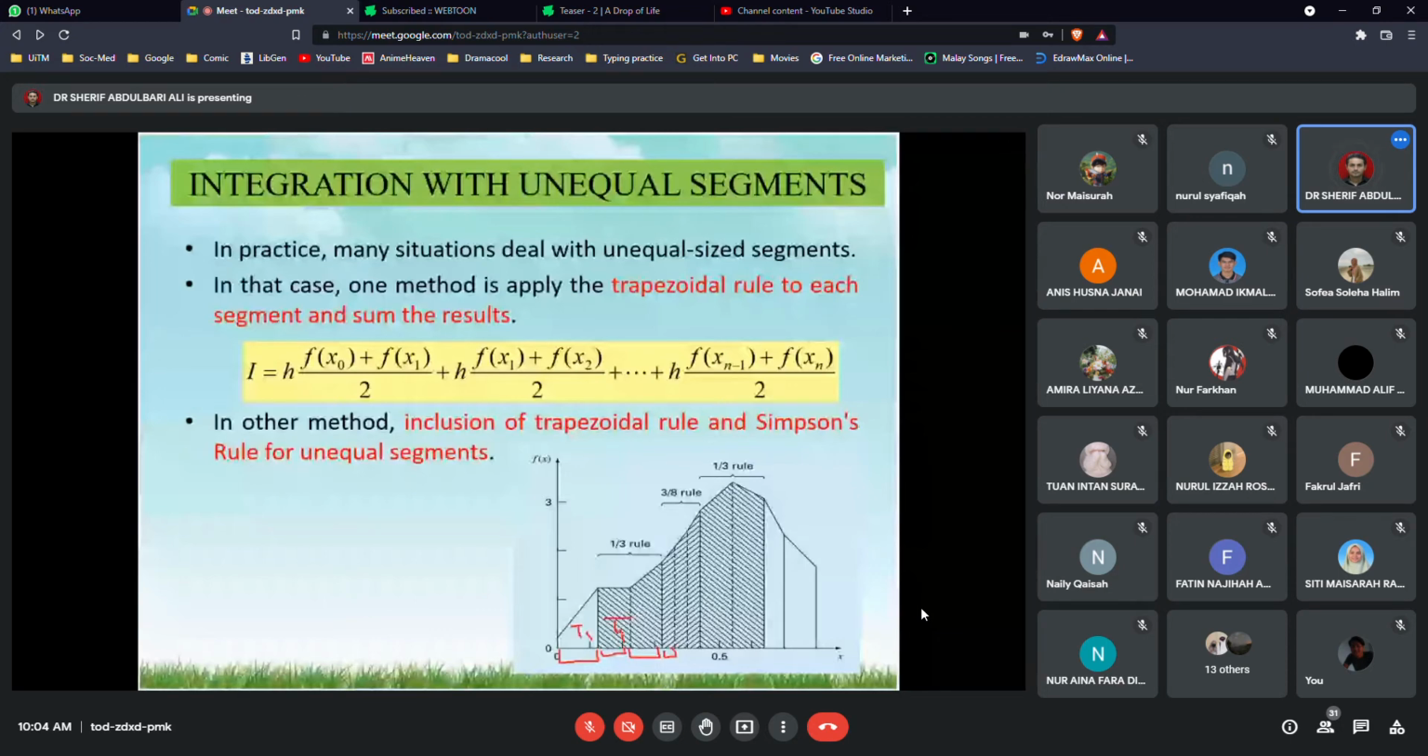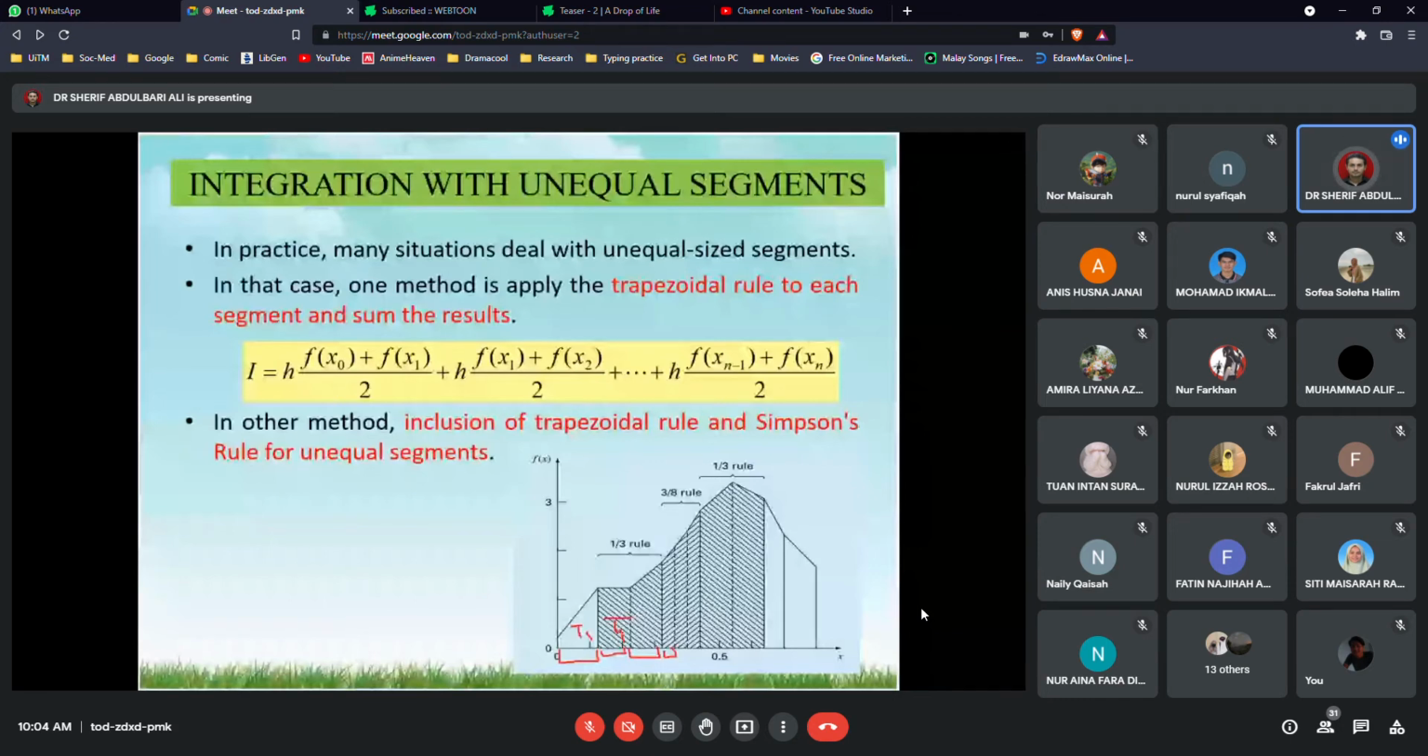Okay, so this data came from the example. This is the x and this is the function. So we are going to divide the whole area from x equals 0 to 0.8 into all the trapezoids.